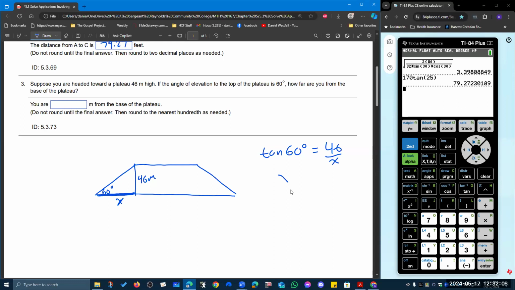So x tangent of 60 degrees is equal to 46. x is equal to 46 divided by tangent of 60 degrees. 46 divided by tan 60. We're going to round to the nearest hundredth as needed, that's 2 decimal places. That's 26.56 meters.